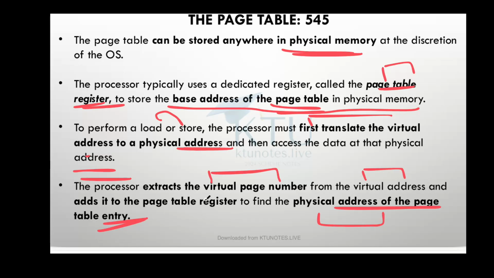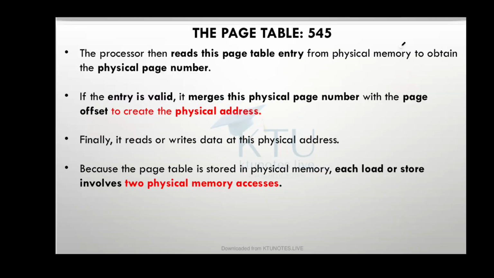So this will help us find the physical address of the page table entry. First, there is a page table register in the processor, which stores the base address of the page table. Whenever we need to translate a virtual address to a physical address, we have to find the PPN corresponding to the VPN. The processor extracts the virtual page number from the virtual address and adds it to the page table register, so we get the physical address of the page table entry.